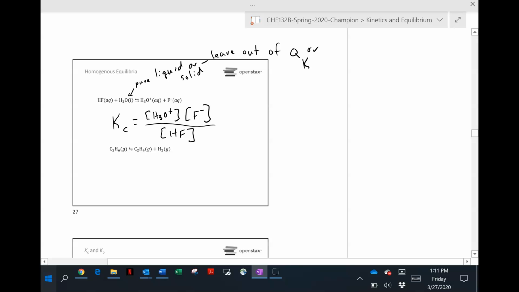And we're going to see later on that this is an acid, and we're going to find out that this is called Ka for HF. We'll be spending a lot of time working things like that.